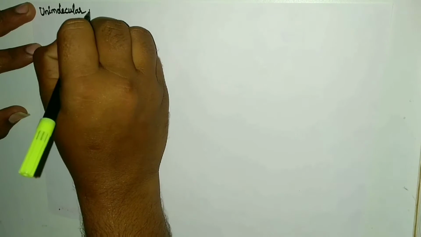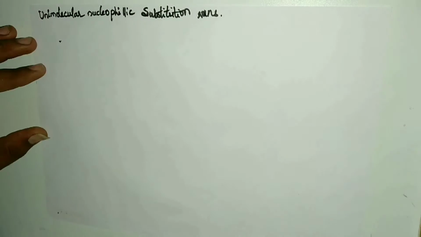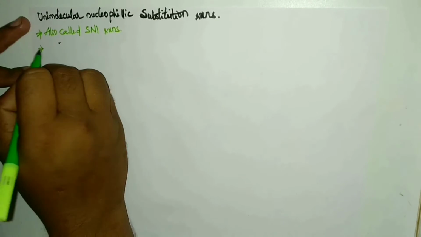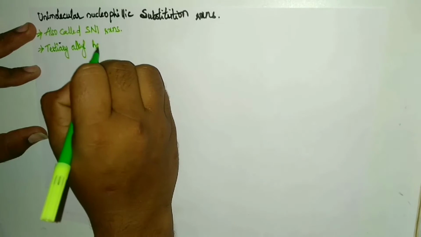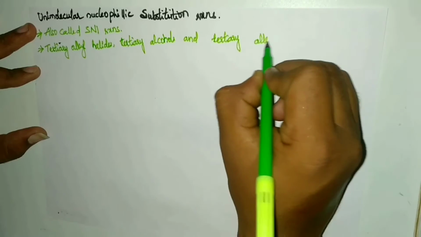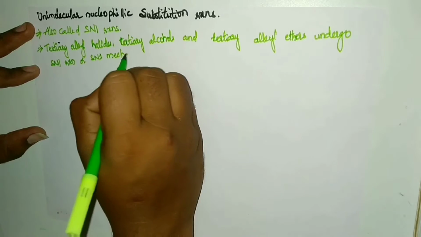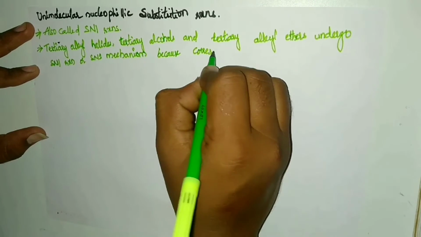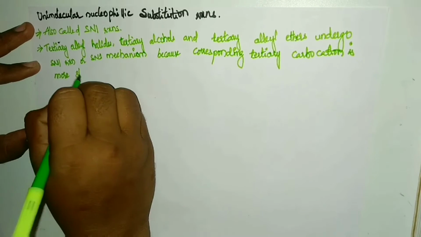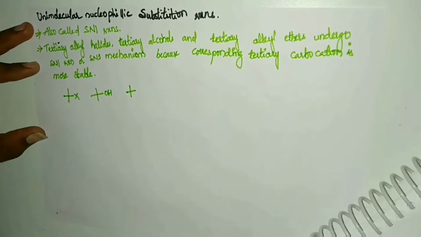Unimolecular nucleophilic substitution reactions. What are nucleophilic substitution reactions? These are also called SN1 reactions. Tertiary alkyl halides, tertiary alcohols, and tertiary alkyl ethers undergo the SN1 mechanism. Only tertiary ones, not primary or secondary, because the corresponding tertiary carbocation is more stable.